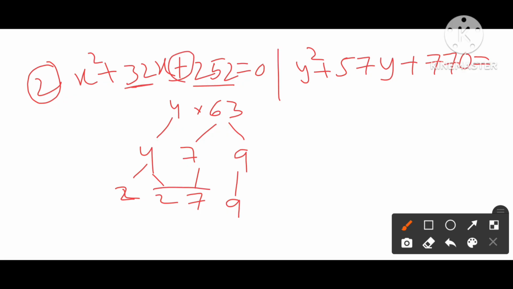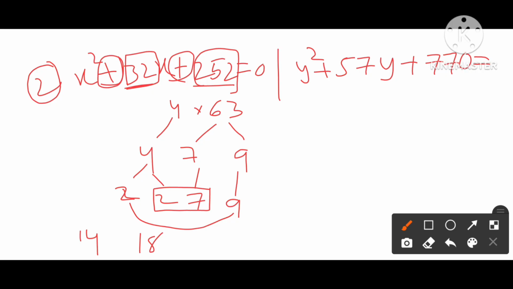So let's see this one. 2 7 times, which will be 14, and 2 9 times, which will be 18. So 14 into 18 will be 252, and the sum of these two factors, 14 plus 18, we get the value of 32. So 14 and 18 are the roots for this equation. Here we already learned that due to plus and plus, both the roots are negative. Okay, we got the roots for x.